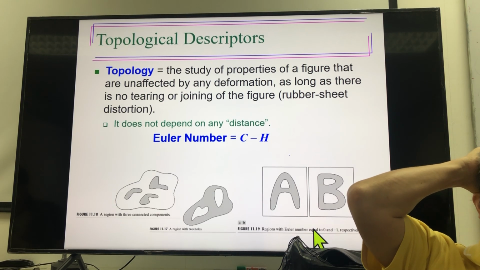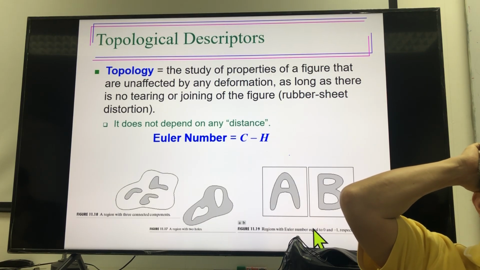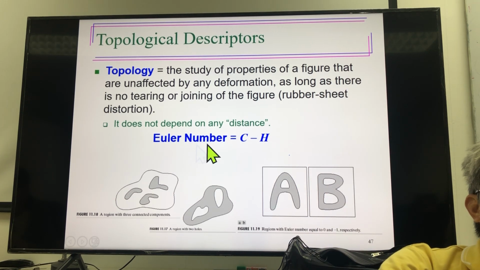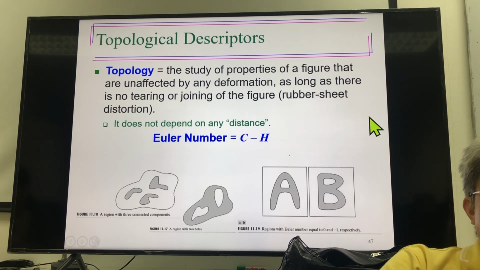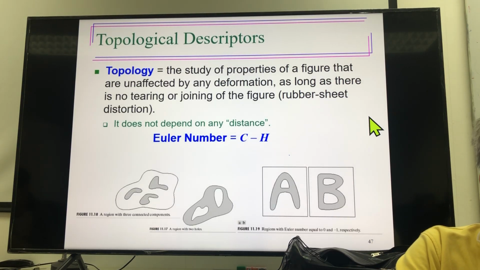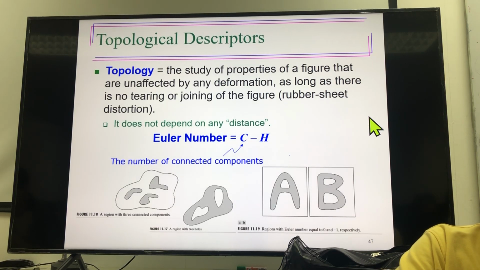Last is the topology descriptor. Topology descriptor is just counting. The one that is most often used is the Euler number. Okay, Euler number means the number of connected components subtracted by the number of holes. Okay. So this one doesn't depend on the shape. The shape can change, okay, as long as it has the same number of holes, it can have the same Euler number. C is the number of connected components, H is the number of holes.